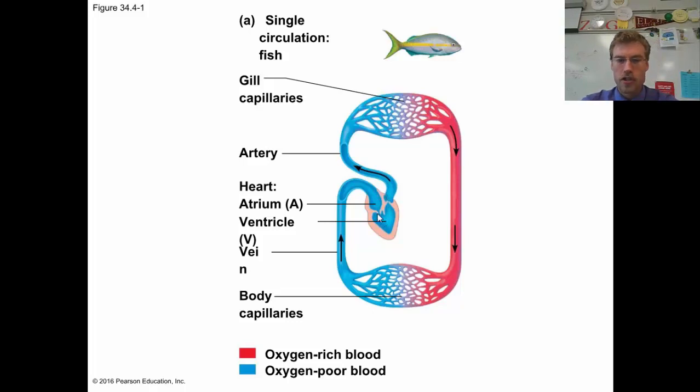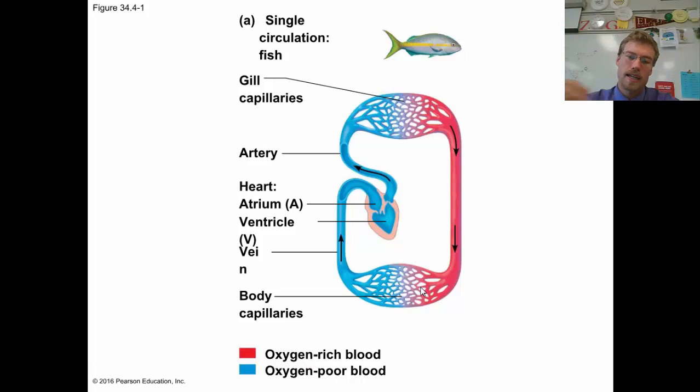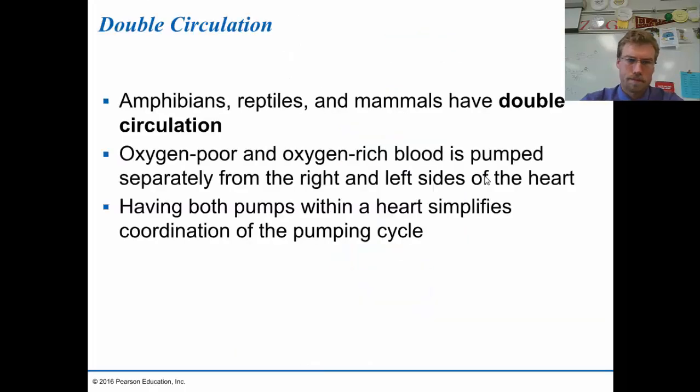So here's your 2-chamber heart. You have the atria and the ventricle. The ventricle squeezes. It pushes that blood into the gill capillaries. The gill capillaries then go into the body capillaries. So it's pushing the blood now to the rest of the body. And then that blood returns via veins back into the atria or to the heart.